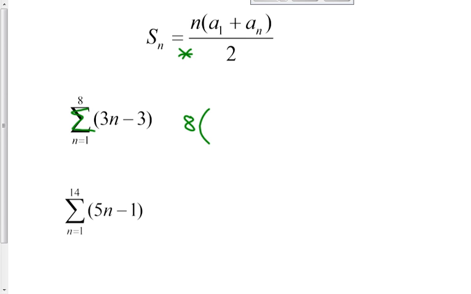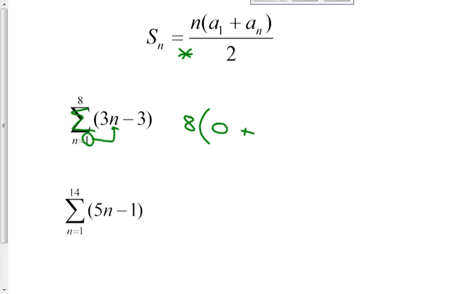How do I get those numbers? Very easily. You're going to take whatever they start with down here. So if they want you to find the first term, take a number 1 and put it right there and solve. What's 3 times 1 minus 3? 3 times 1 is 3. 3 minus 3 is 0. That's the value of the first term.